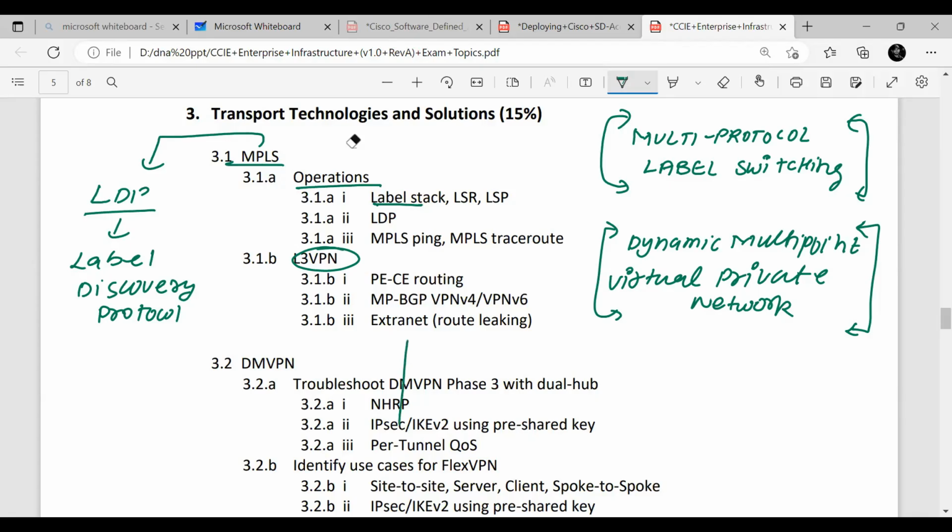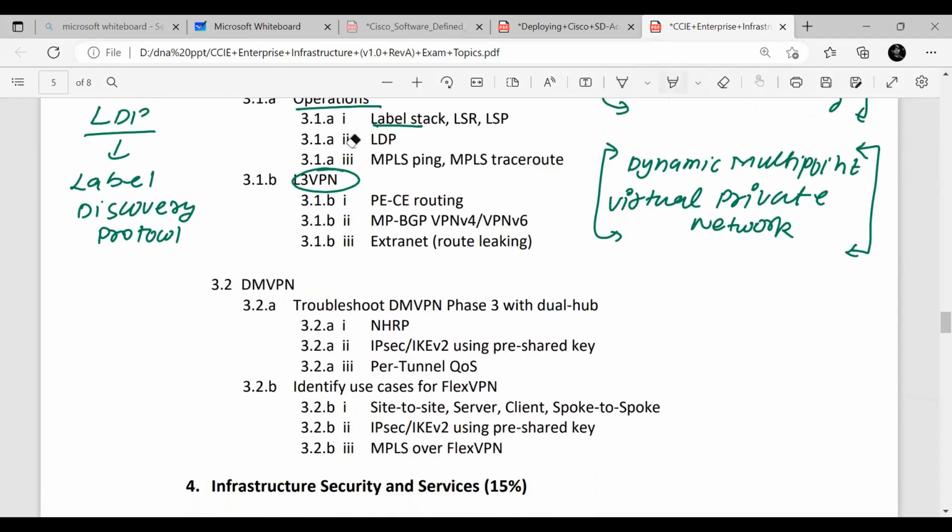Then in section 3.2, we have the DMVPN. Again, DMVPN is not a protocol by itself. In DMVPN, you'll see we will be having GRE, NHRP, and IPsec, IP security.